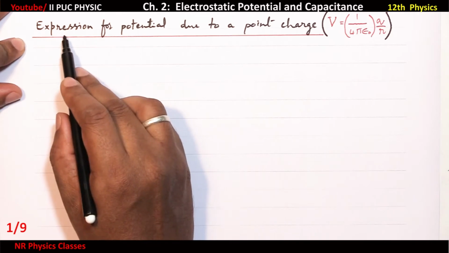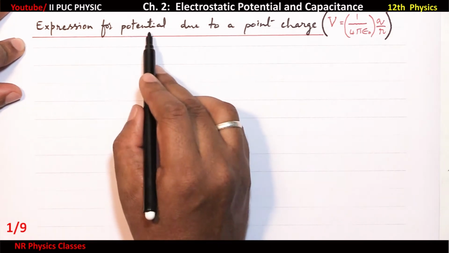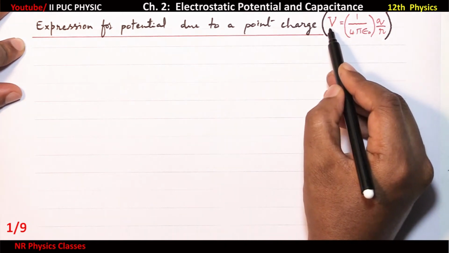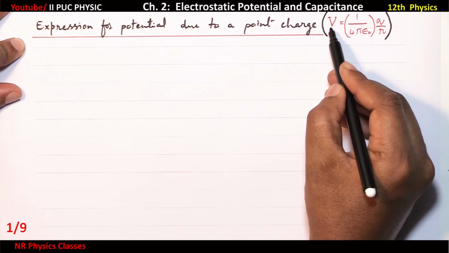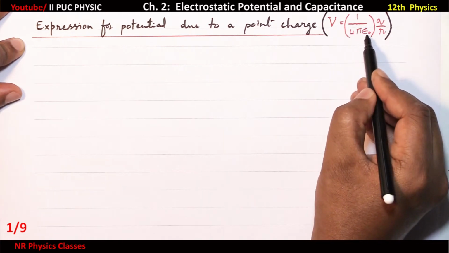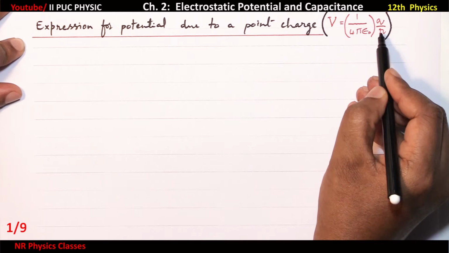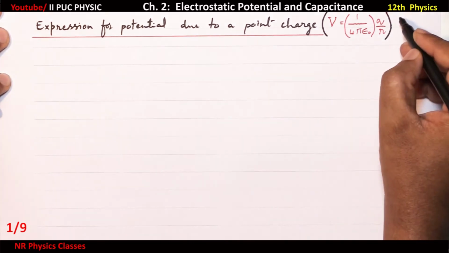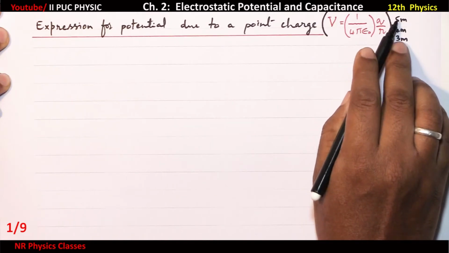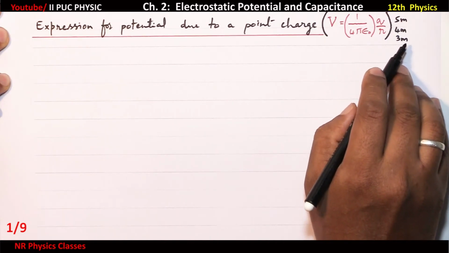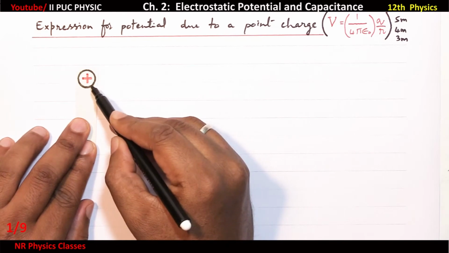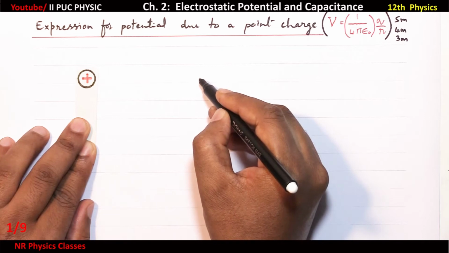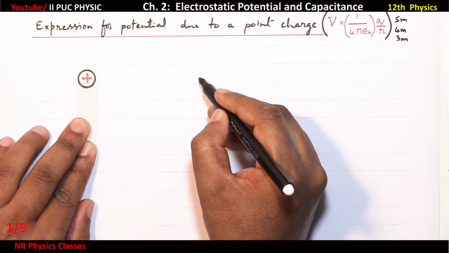Now, second topic, expression for potential due to a point charge. This is that expression. Derivation of this expression, V equal to 1 by 4 pi epsilon naught Q by r. Okay. This can be asked for 5 mark, 4 mark or 3 mark. This is some charge. Because of this charge, what is the electrostatic potential at some point P? Okay. That is the aim.